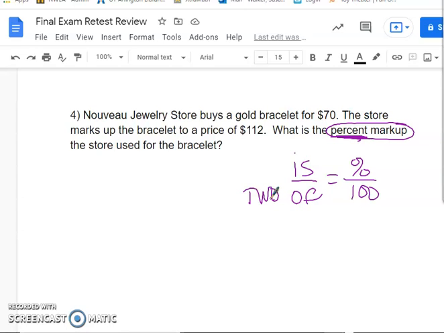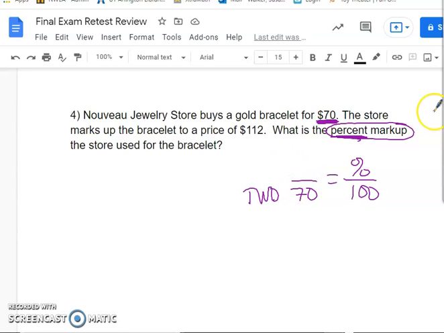What is the original price, guys? $112, right? I don't know why I just said that. I apologize. The original price is $70. This is the original price to the store. I'm sorry, my brain is like not functioning right now. So remember, the store buys it at a price of $70, right?